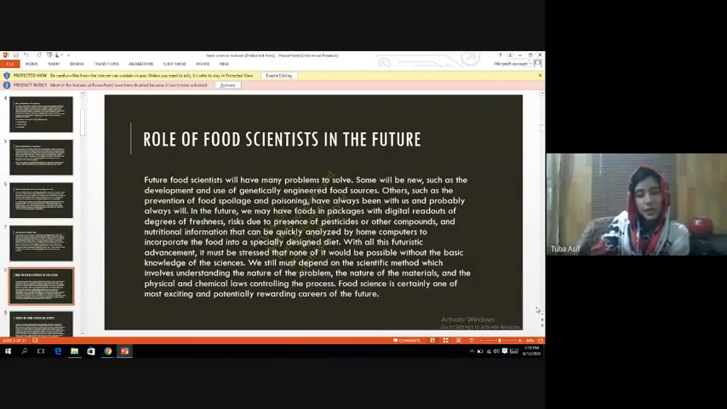In the future, we may have foods in packages with digital readouts of degrees of freshness, risk due to presence of pesticides and other compounds, and nutritional information that can be quickly analyzed by home computers to incorporate the food into a specially designed diet. With all this futuristic advancement, it must be stressed that none of it would be possible without the basic knowledge of the sciences.